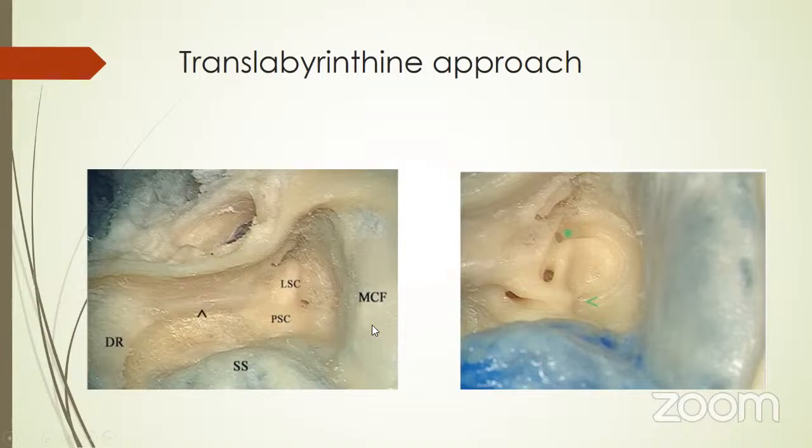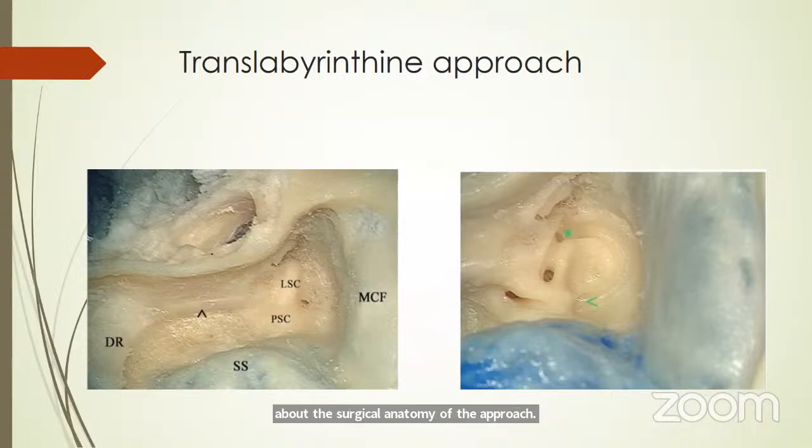Going through this presentation, I'll deal with the surgical anatomy of the approach. This approach mainly centers around the facial nerve. So dealing with the facial nerve, the proper anatomy is of paramount importance in giving an appropriate result in this approach. So in this approach, first we do a complete mastoidectomy.